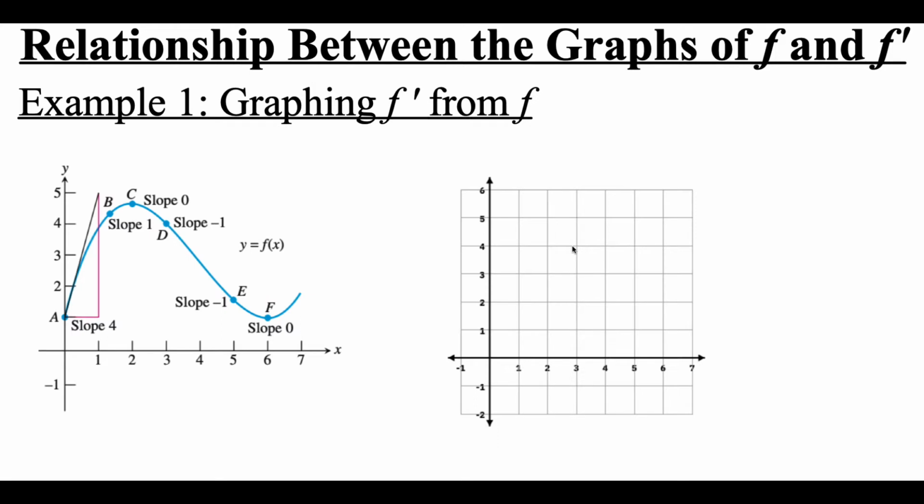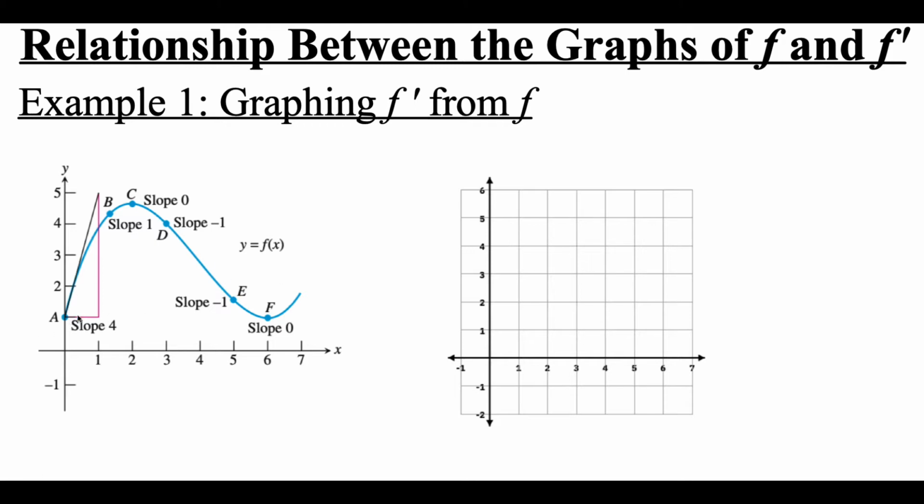Let's say we were taking a look at a particular function and we went ahead and found the derivative, or the tangent line slope, at a bunch of different points along our graph. At point A, we found the slope to be 4. At point B, the slope is 1. At C, the slope is 0. At D, the slope is -1. At E, the slope is -1. And at F, the slope is 0. We can take all of those different slopes and plot them out on their own grid, and that'll help give us a picture of f prime, or the derivative of f.